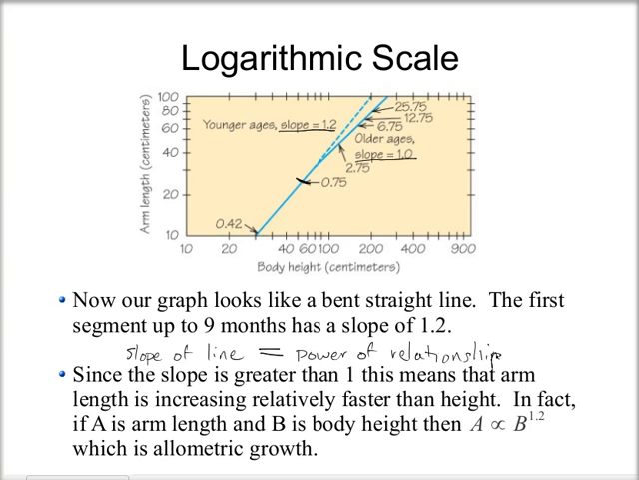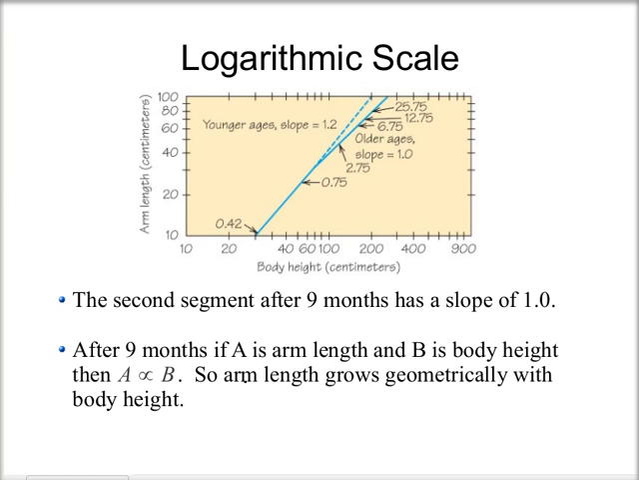So that's the important thing you should know here. Keep that in mind. Now if I look at the second segment after 9 months, that has a slope of 1.0, so that tells me that A is going to be proportional to B to the power of 1.0 after 9 months, and that's just the same as B. So I've got A is proportional to B, which means that arm length is going to grow pretty much geometrically with body height once you're over 9 months old.